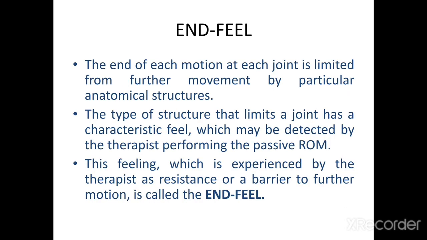The end of each motion at each joint is limited from further movement by particular anatomical structures. The type of structure that limits a joint has a characteristic feel which may be detected by the therapist performing the passive range of motion. This feeling, which is experienced by the therapist as a resistance or barrier to further motion, is called the end feel.